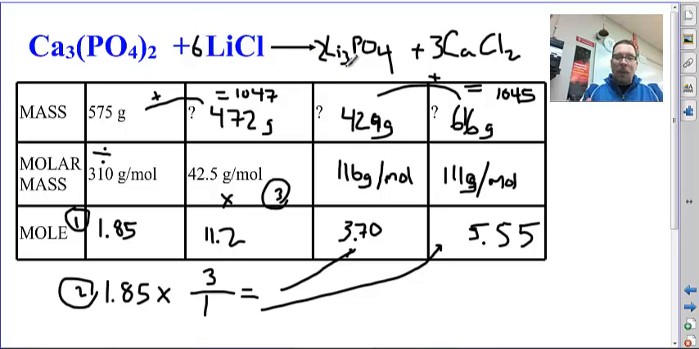Anyhow, there's a practice problem. Go over it as many times as you need to understand and compare that to your packet. But that is stoichiometry. Scholar on Eastview, and happy practicing.